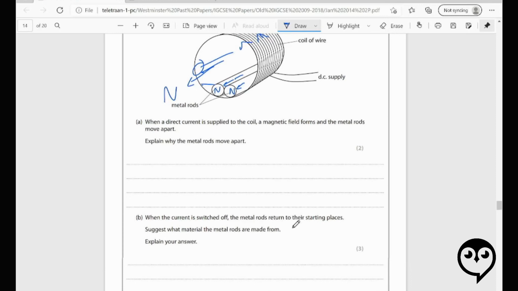When the switch is turned off, the metal rods return. Suggest what material? Well, it's soft iron. It's soft magnetic material. The magnetic field is not induced permanently, and so when the current is gone and the magnetic field in the solenoid is gone, the magnetic field in the rods are gone. Something to that effect. There's a part C.